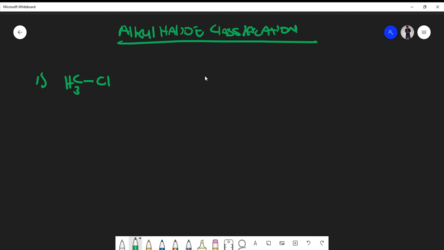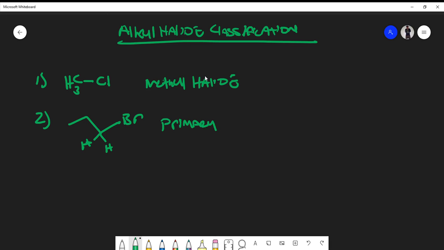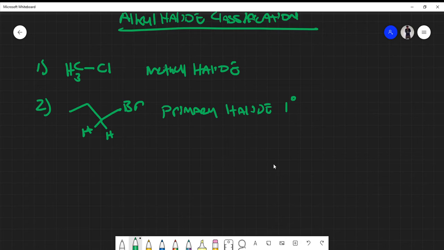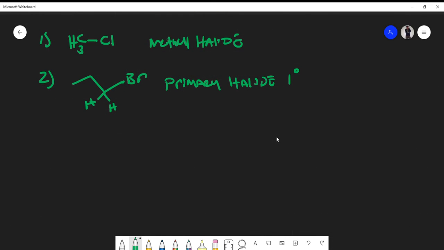So the first halide that I want you guys to know is the idea of a methyl halide, right? And we call this a methyl halide. Again, a halide comes from the word halogen, and halogens are iodine, fluorine, chlorine, bromine, etc. You're also going to see what we call primary halides, and a primary halide simply has, on any given carbon, two hydrogens attached. So on the carbon, we have a halogen, obviously, and two hydrogens attached. That's what we call a primary halide.